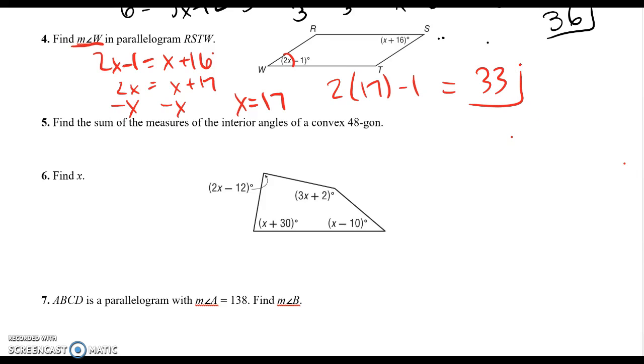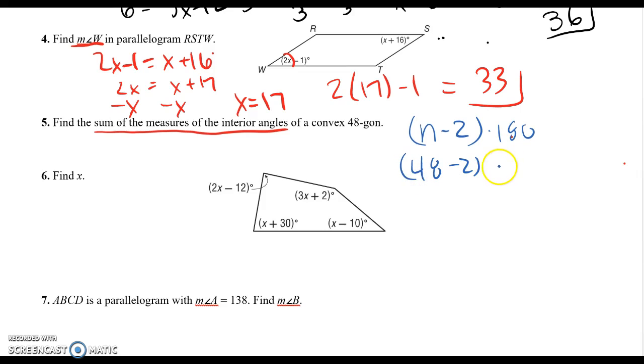Okay, so moving on to number 5. It says find the sum of the measures of the interior angles of a convex 48-gon. Anytime we need to find the sum of the measures of interior angles, we know we're going to use that formula. We'll change to blue. n minus 2 times 180. n is always the number of sides we have, so all we've got to do is plug in 48 minus 2 times 180. That's 46 times 180, and our answer will be 8,280. Real straightforward.